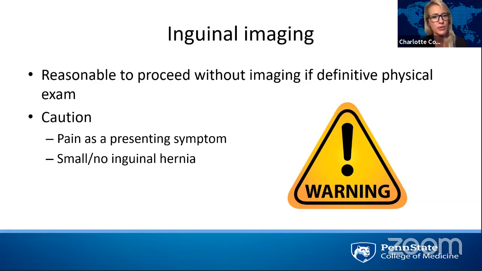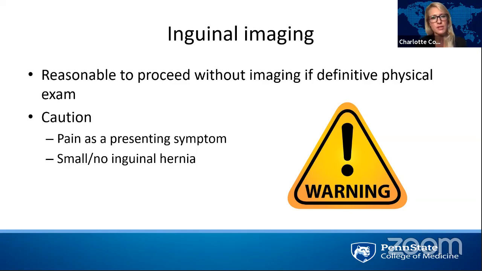However, in my fellowship, we had a pretty robust chronic groin pain practice, and very frequently we had young athletic men coming into the clinic saying, I had this pain, I got my hernia fixed, and now the pain is debilitating, I can't do anything. So I would just say, take a step back and use caution if they're presenting with significant pain as a presenting symptom without any obstructive symptoms.